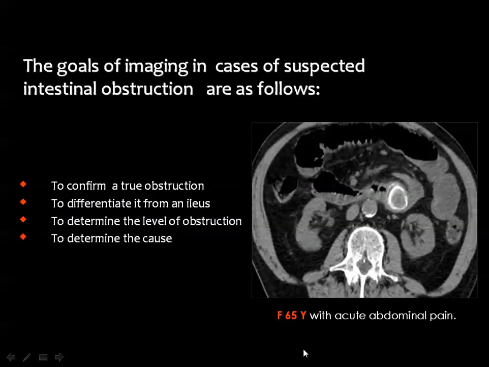Then this is a good example of gallstone ileus, and you can see this radiopaque stone within one of the intestinal loops. The proximal loops are dilated with some air fluid levels.